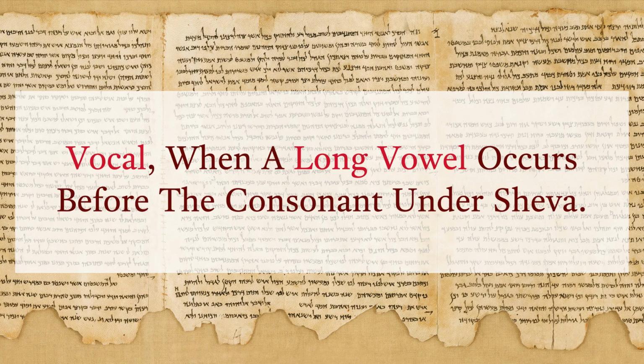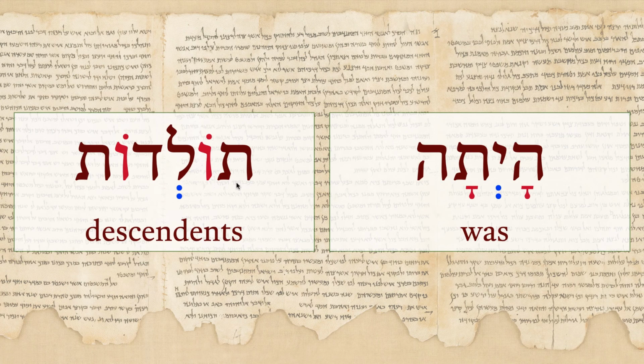That's how it works. Another case of vocalization of schwa is when a long vowel occurs before the consonant under which there is the schwa. Here, Hayata Toledot. Hayata Tol. This is kamatz, a long vowel. Because it occurs before the letter under which the schwa is, there's a long vowel, and therefore we vocalize the schwa. Toledot. Why? Because to is a long vowel, and so we vocalize it.